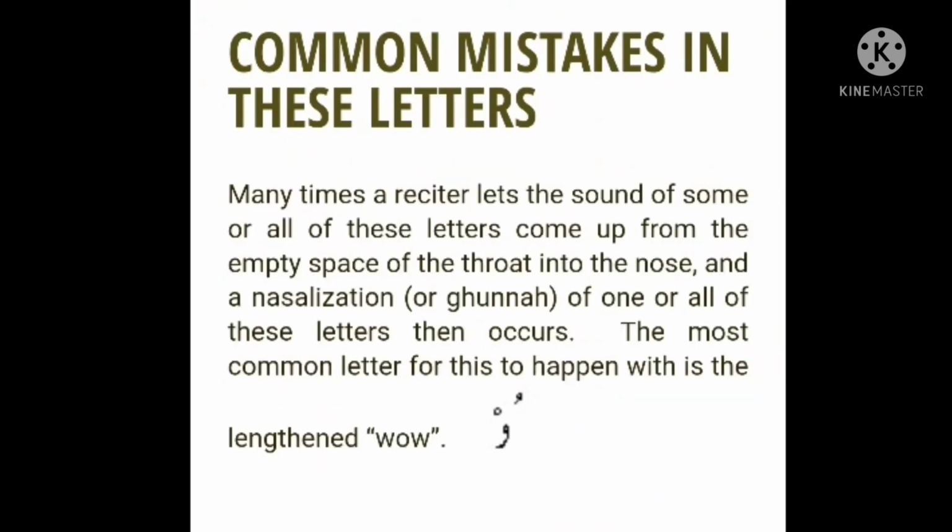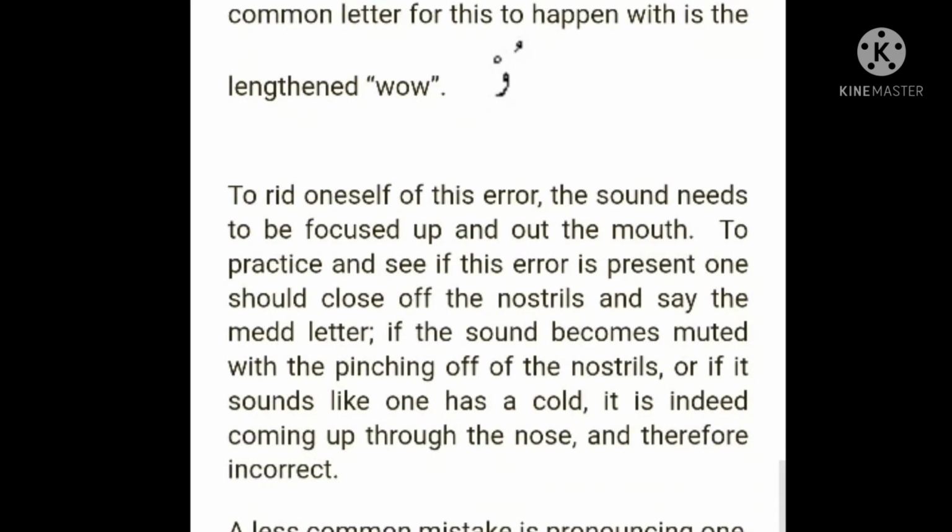Let's look at some of the common mistakes that can be found while pronouncing these letters. Many times a reciter lets the sound of some or all of these letters come up from the empty space of the throat into the nose, and a nasalization or ghunna of one or all of these letters occurs. The most common letter for this to happen with is the lengthened waw, which is the waw mad. To rid oneself of this error, the sound needs to be focused up and out the mouth.